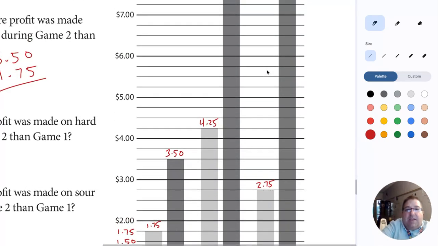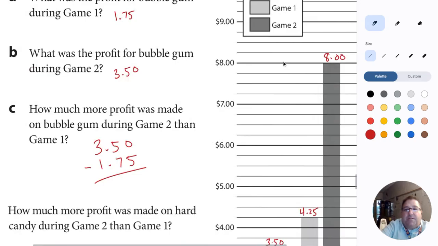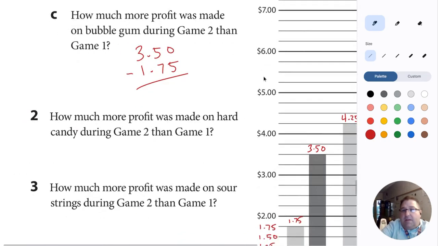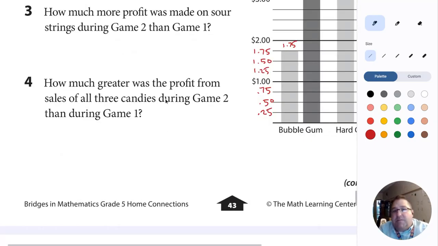And then how about the second game? We made over $8. In fact, one more quarter, so $8.25. So now that we know these numbers, now we can set up your problems to find the differences. And then finally, question 4 was, how much greater was the profit from all the candy sales from game 2 compared to game 1?